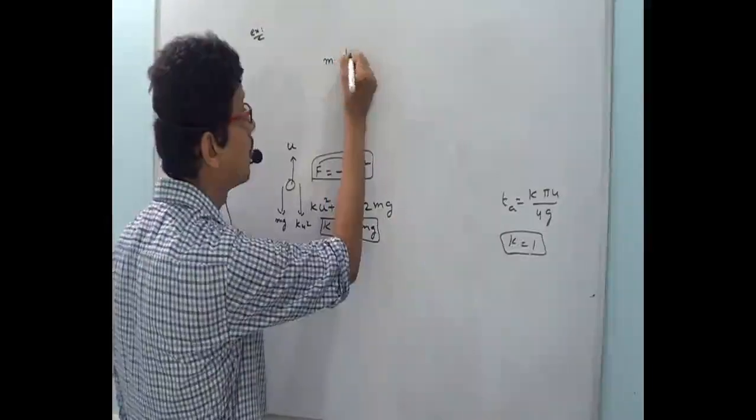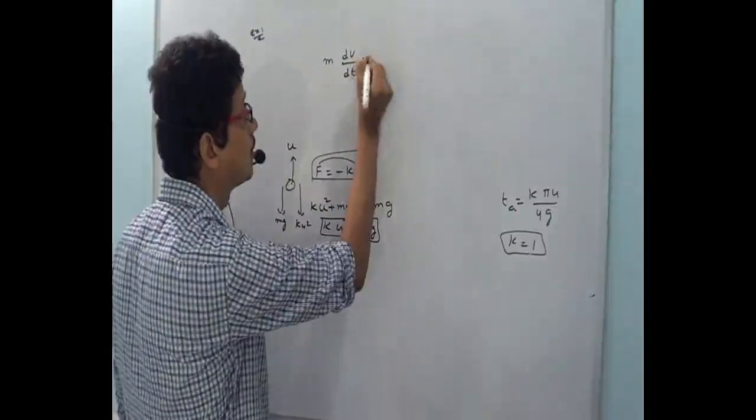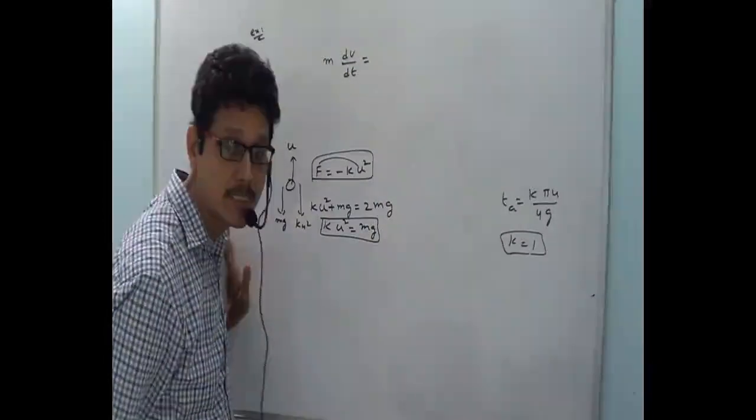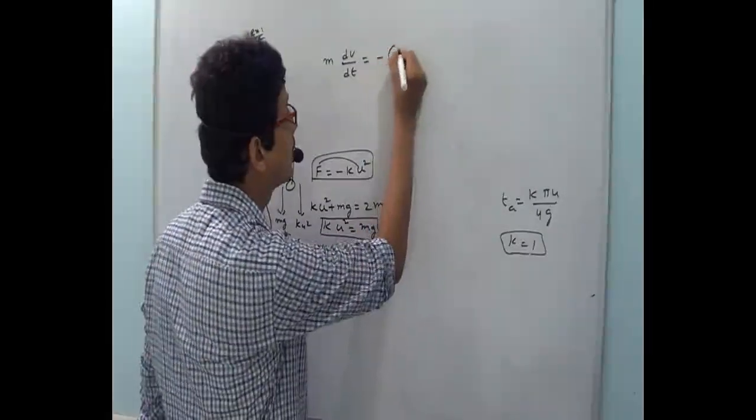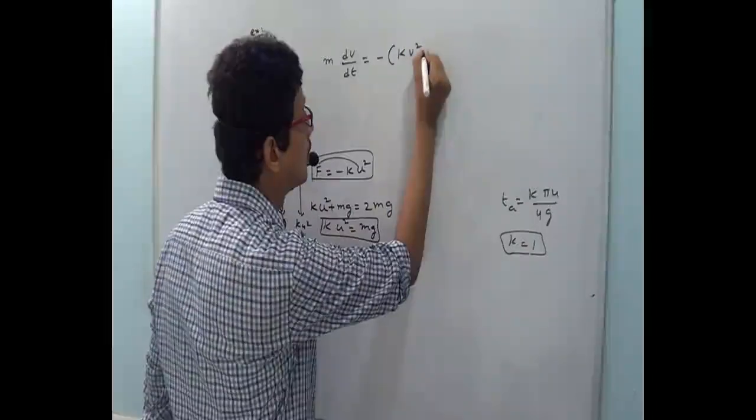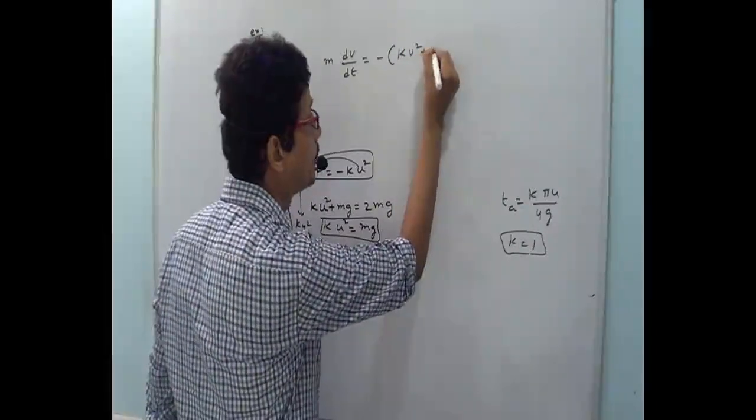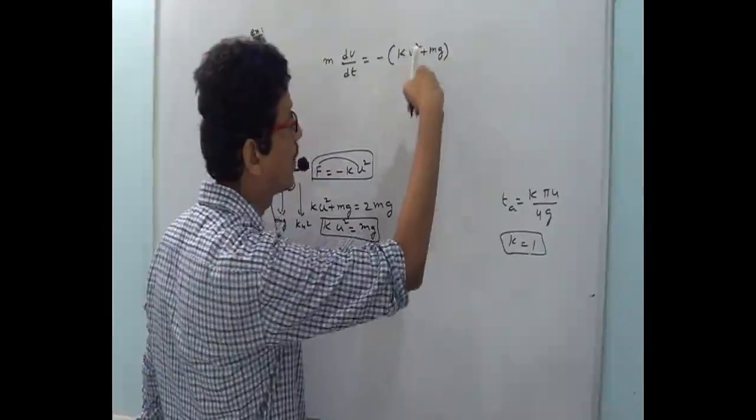Force అంటే what is force? Mass into acceleration. Acceleration is dv by dt, is equal to minus kv square plus mg. Both are acting downwards.